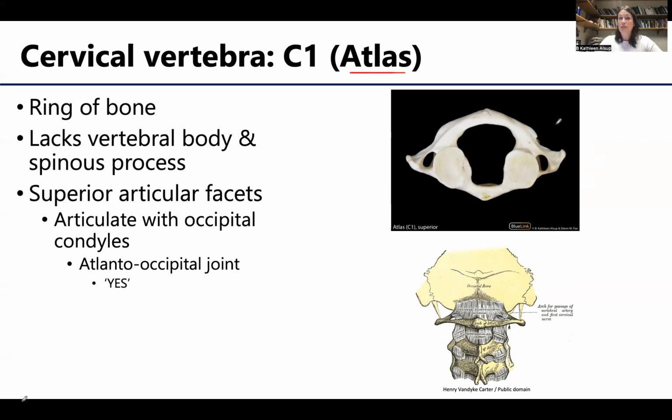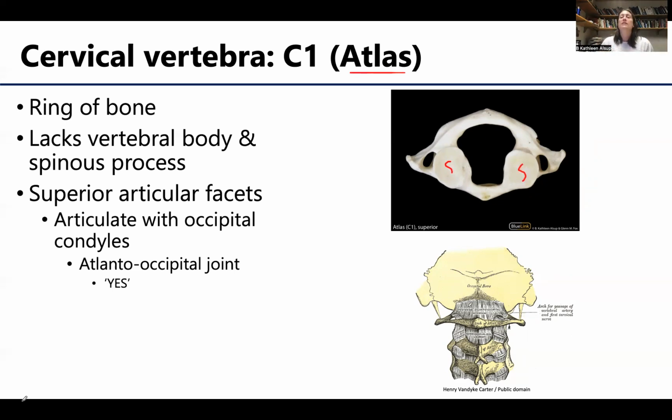Generally, you can tell this from anyone else because it looks just like a ring of bone. It doesn't have that vertebral body, which is unique. It doesn't have a spinous process, but it does have these really large superior articular facets right here. And these are going to articulate with those occipital condyles on the occipital bone. So this is going to form that atlanto-occipital joint.